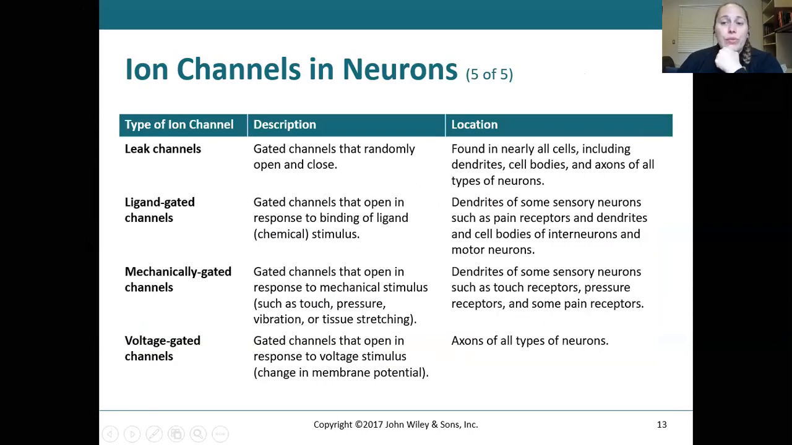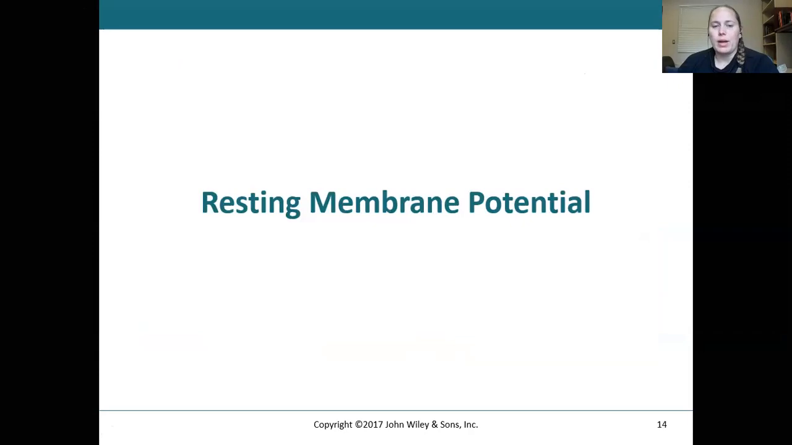Okay, this is a wonderful table outlining leak channels, ligand-gated channels, mechanically gated channels, and voltage-gated channels. It tells you where they're located. I went over this last chapter. If you have any questions about this, I'm happy to answer it. We've got a lot to cover today, so I'm not going to read the table right now.